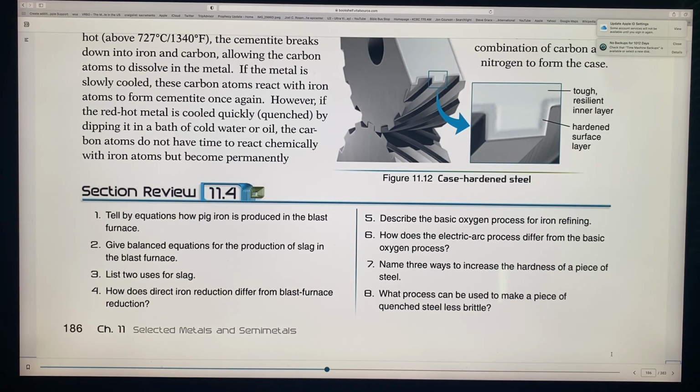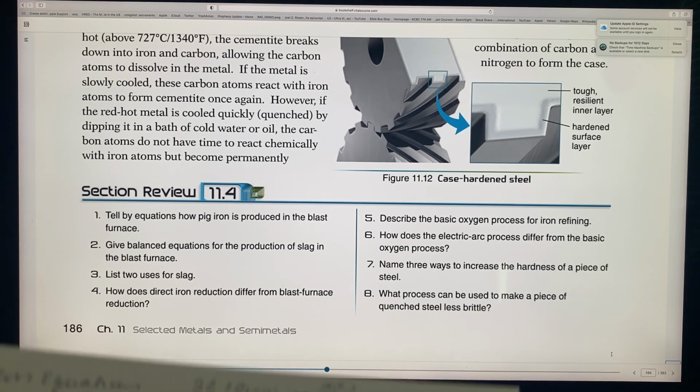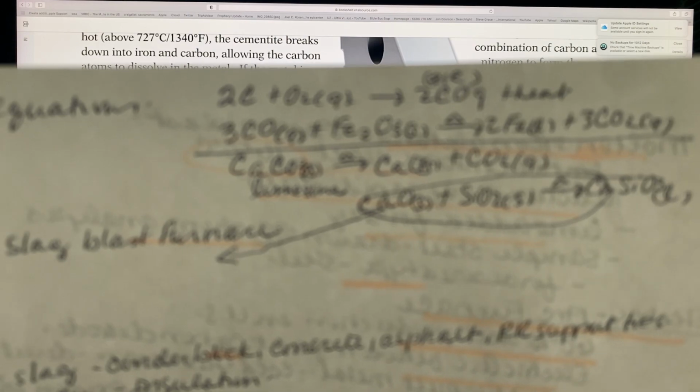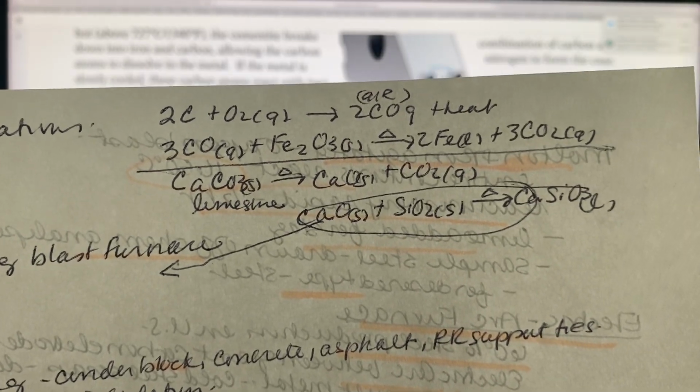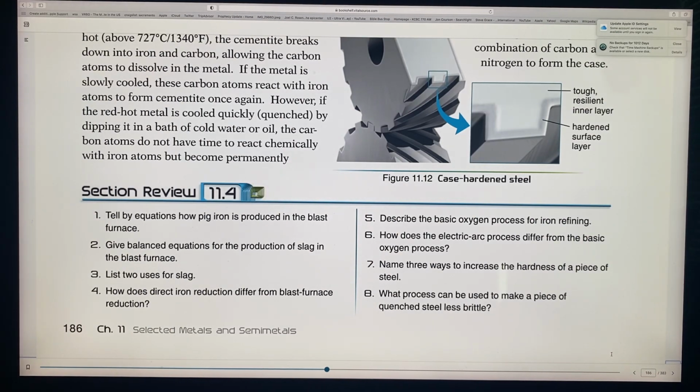Number 2, give equations for the producing of slag. Of course, slag is going to be calcium carbonate, and how that slag forms, in fact, I wrote them here, so if you want to look here, you can stop, and there you go. For slag, my little chicken scratch there.